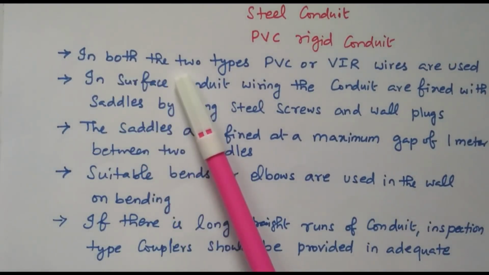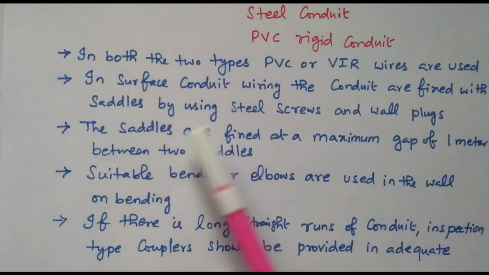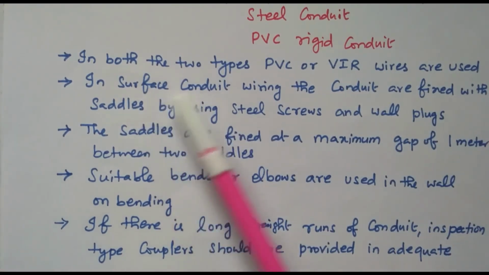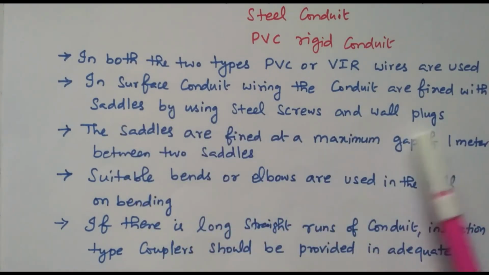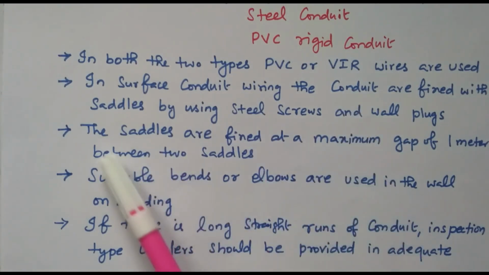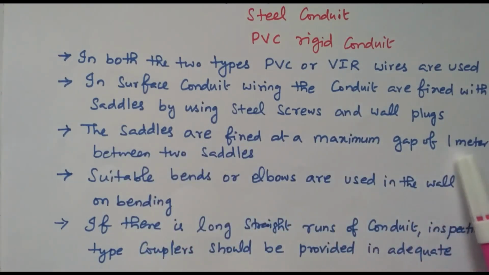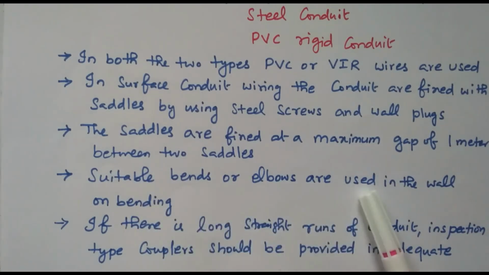In both types, PVC or VIR wires are used. In surface conduit wiring, the conduits are fixed with saddles by using steel screws and wall plugs. So like the previous method, here the conduits are placed on the wall. The saddles are fixed at a maximum gap of 1 meter between two saddles. Suitable bends or elbows are used on the wall where bending is needed.